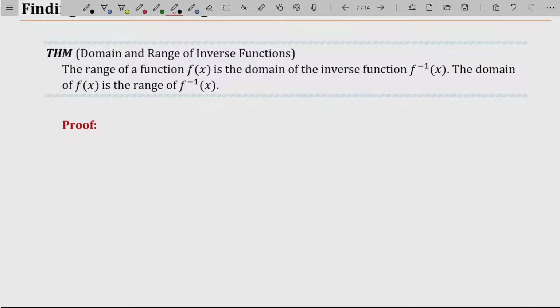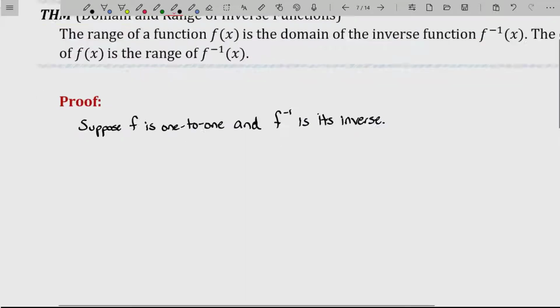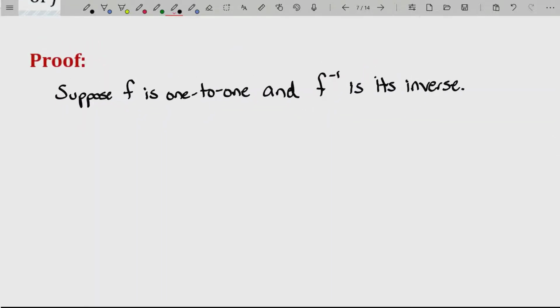So in this proof is built in the idea that your function is 1-to-1. So I go ahead and write out at the beginning of the proof, we're going to go ahead and suppose that f, our function, is 1-to-1, and that notation right there, f inverse, is its inverse. With that statement alone, it opens the door to a few little details that we have learned previously about the definition of an inverse function.